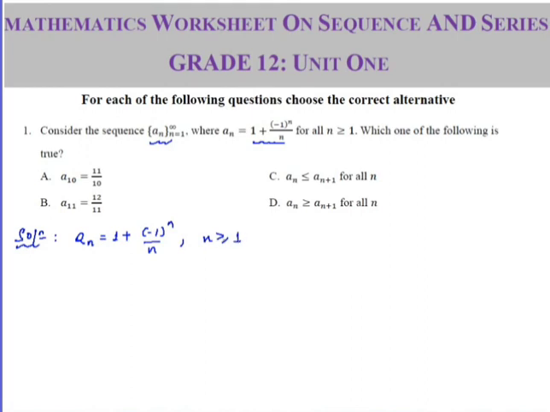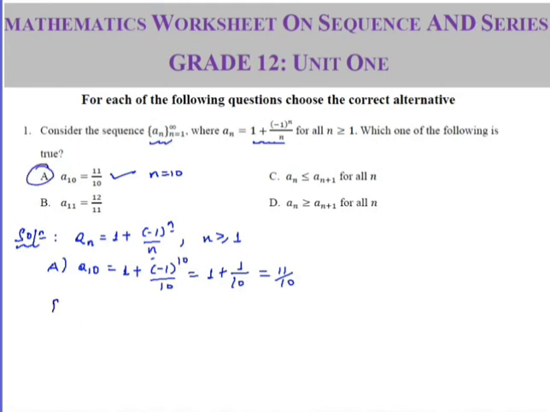Okay, to find the first term we put n equal to 1. To find the second term we put n equal to 2. So let's check each of them. In A, the 10th term is 11 over 10. So to find the 10th term we put n equal to 10. So we substitute 10 in place of n. 1 plus minus 1 the power of 10 over 10. Minus 1 the power of 10 is 1, over 10. That gives us 11 over 10. So the 10th term is 11 over 10. So our answer will be A.